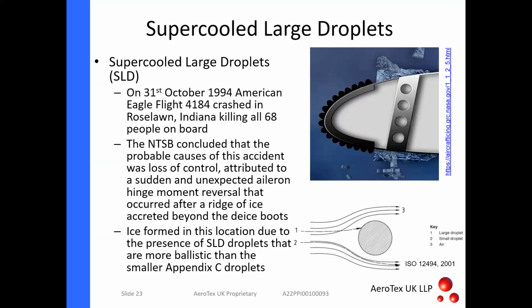But these supercooled large droplets do occur in the atmosphere, and they're more ballistic, as shown in the bottom picture, in their trajectory. What happened is that they designed the ice protection system for the smaller droplets, but the droplets were actually coming and accreting behind the ice protection system. This caused the loss of control of the aircraft and ultimately the loss of the aircraft itself.